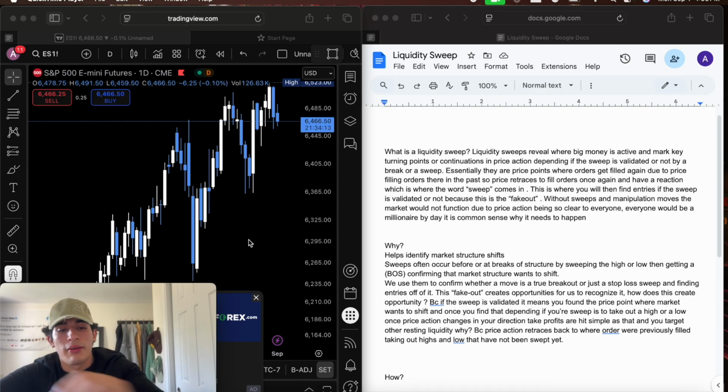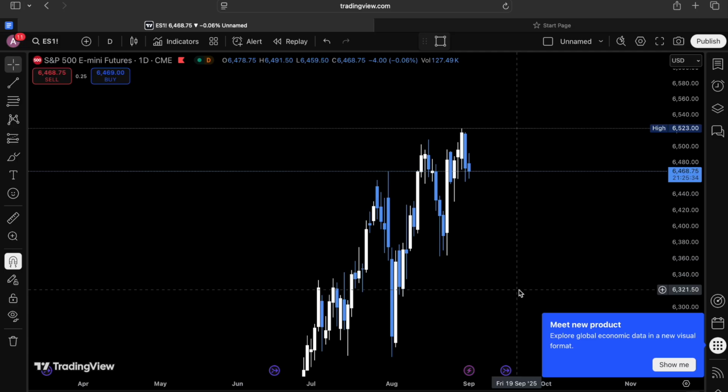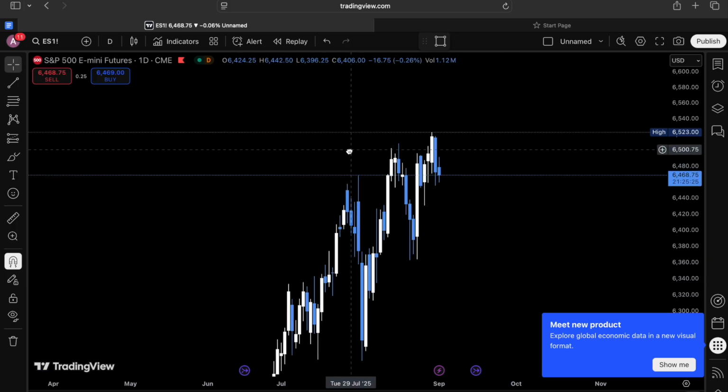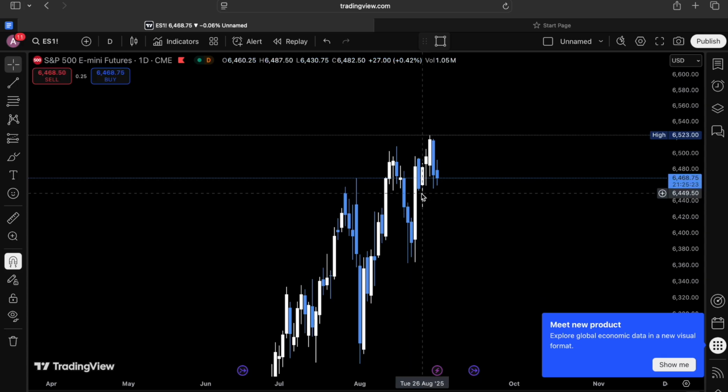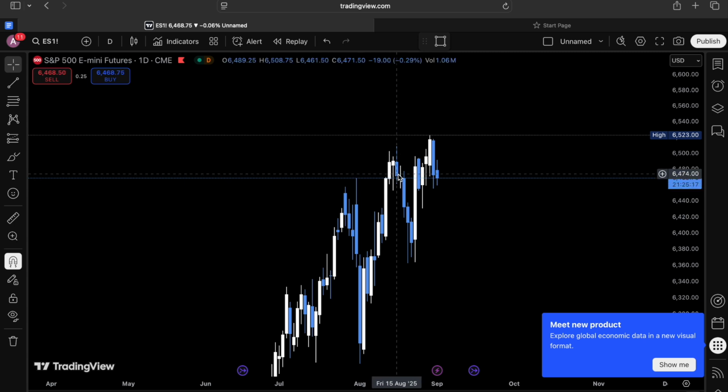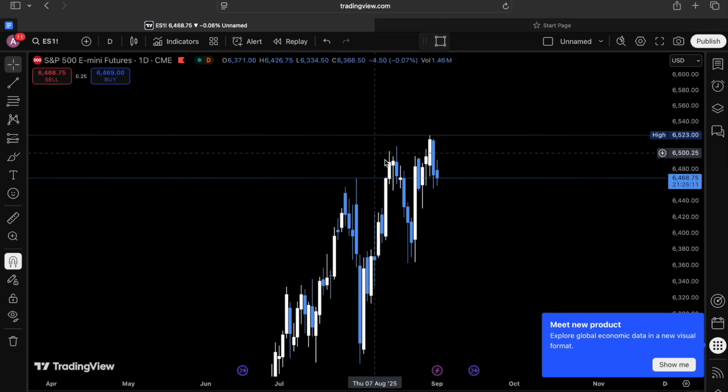So first off, we have to go over what a high even is and what a low even is. All right, so what is a high? My chart looks a little bit different than the basic standard one. It's normally green and red, but essentially my blue candles mean red and my white candles mean green. So there you go.